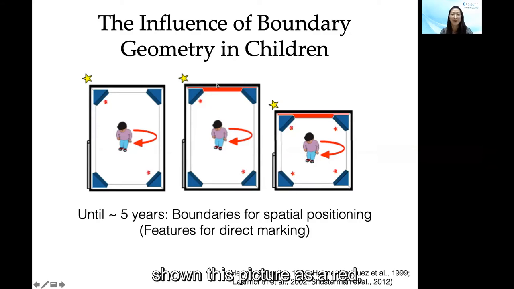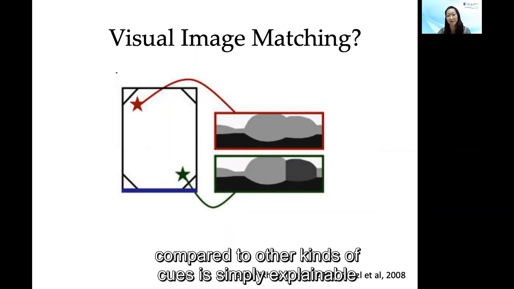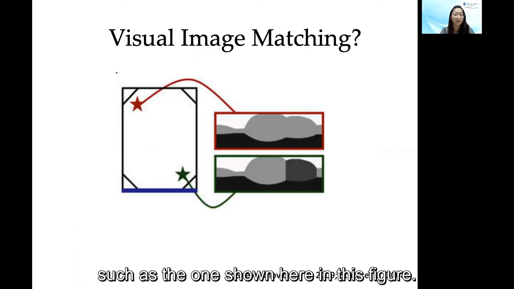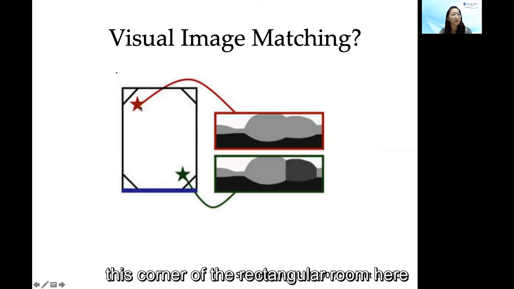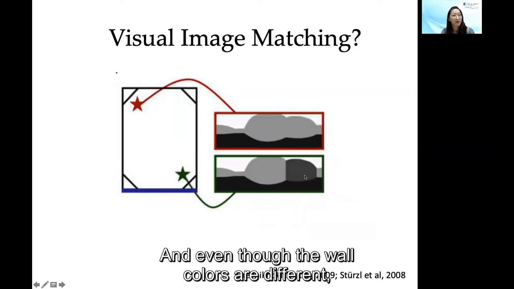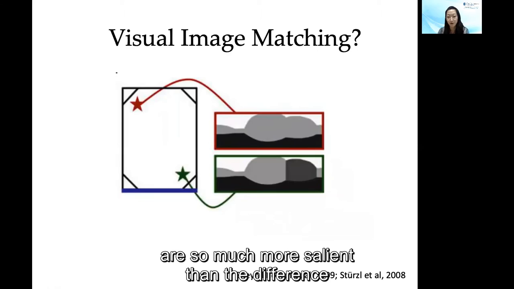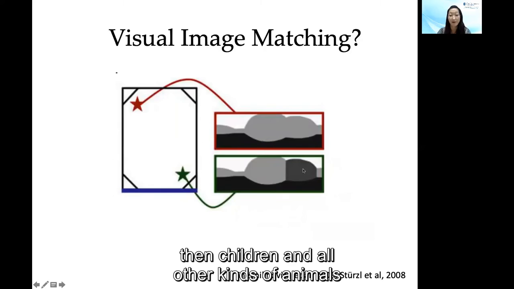As previously mentioned, some theories of spatial navigation claim that the heavy influence of walls compared to other kinds of cues is simply explainable by a visual image matching mechanism, such as the one shown in this figure. According to this theory, this corner of the rectangular room could look like this in a panoramic image view, and this one next to the blue wall could look like this. Even though the wall colors are different, the overall image view is identical between these two locations. Therefore, because the walls themselves are so much more salient than the difference in color, children and all other kinds of animals would make this sort of symmetrical error.